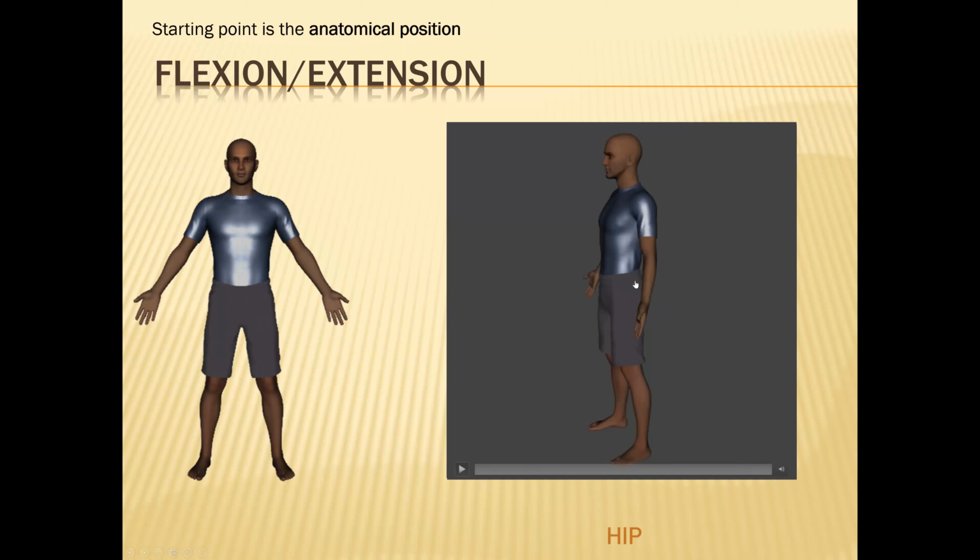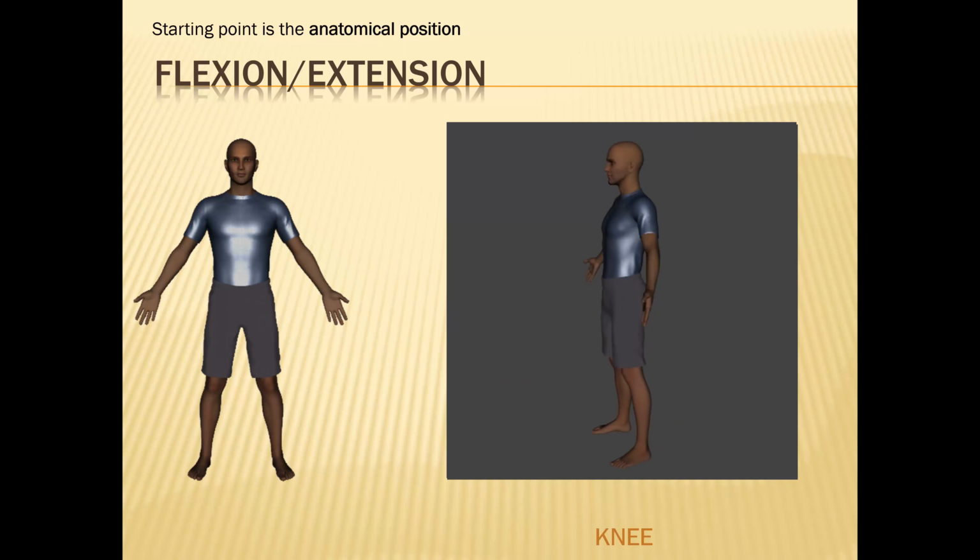With the hip, so we're talking about the joint between the hip bone and the femur, you can have flexion, which is again moving into the anterior plane. You can have extension back to anatomical position, and you can hyperextend by going further posterior. So again, at the hip, flexion, extension, hyperextension.